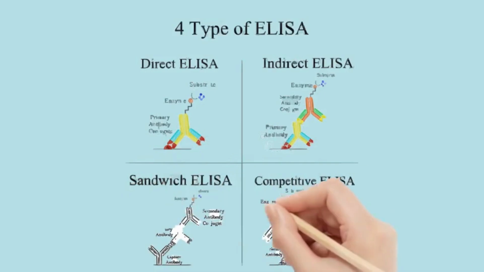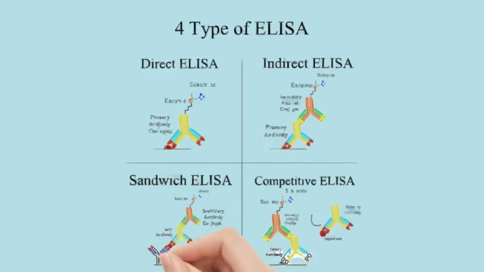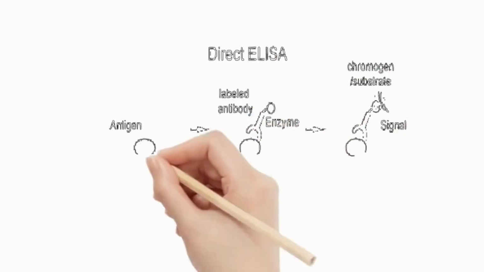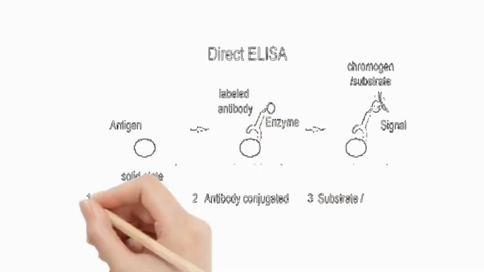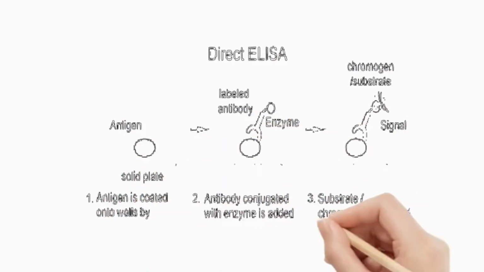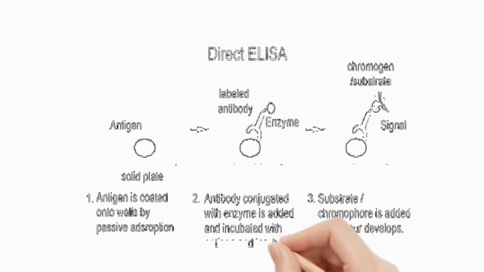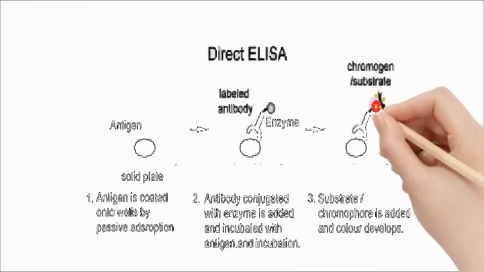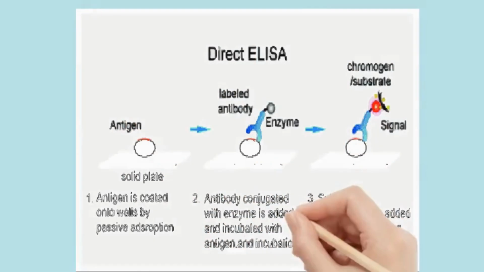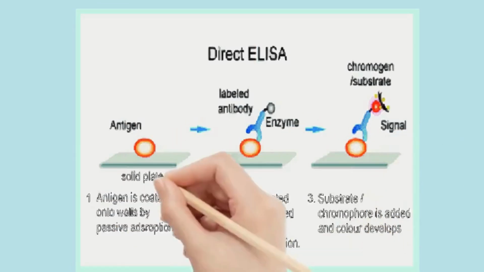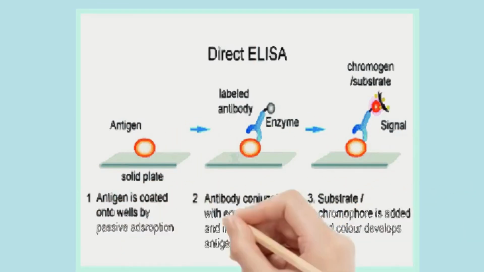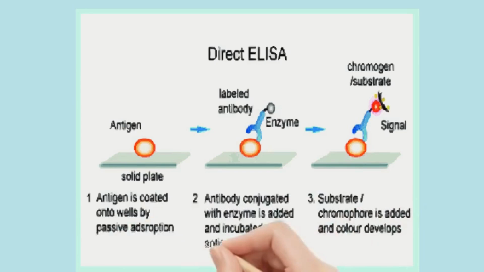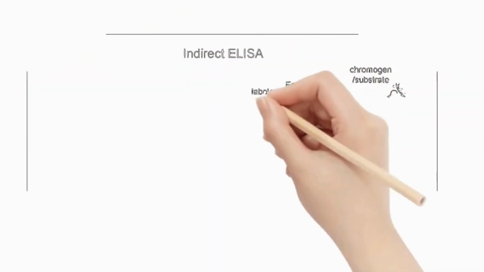Now we are going to discuss them one by one. The first one is direct ELISA. In direct ELISA, an antibody is immobilized on a plate and an enzyme-conjugated antibody that is specific to the antigen is added. The enzyme substrate is then added to detect the enzyme, which produces a signal that is proportional to the amount of analyte in the sample.